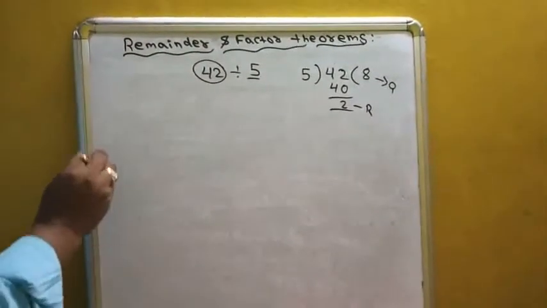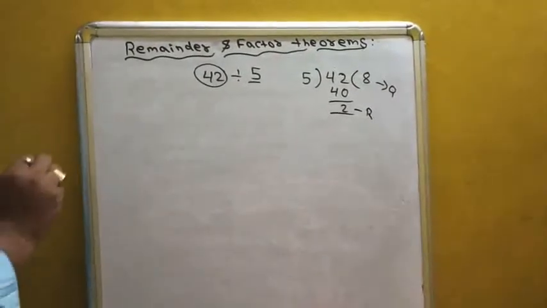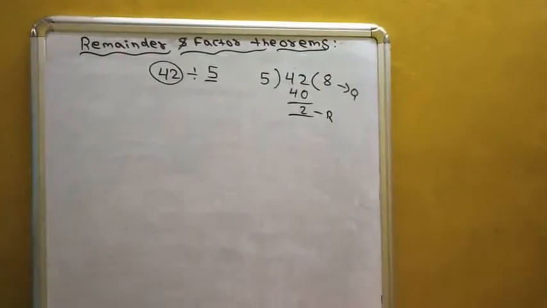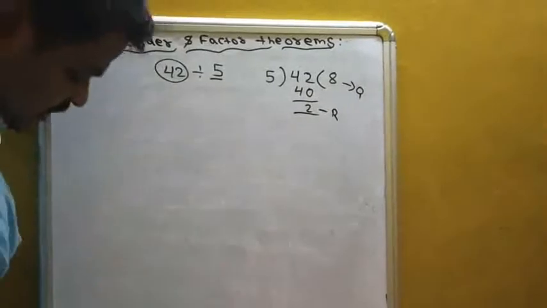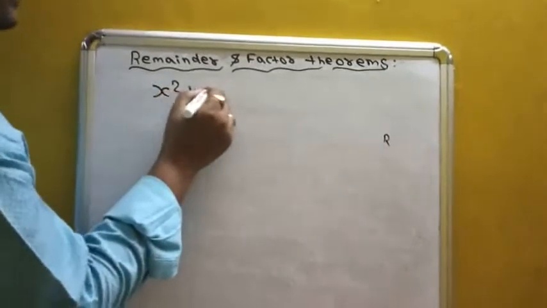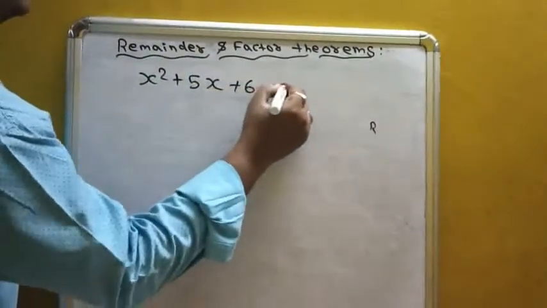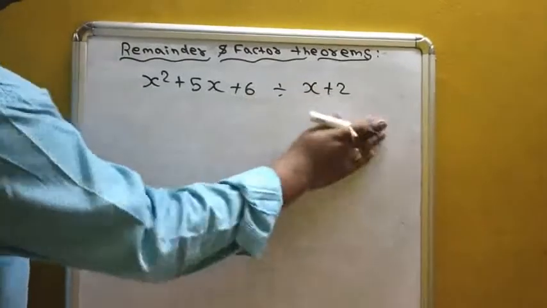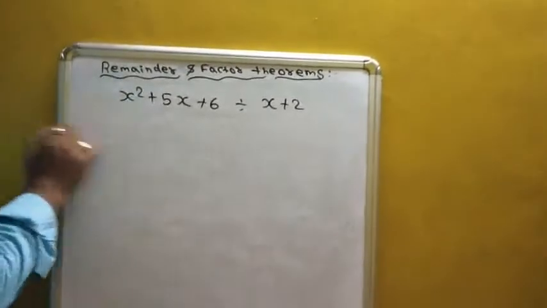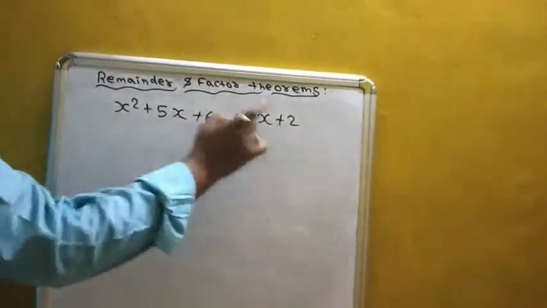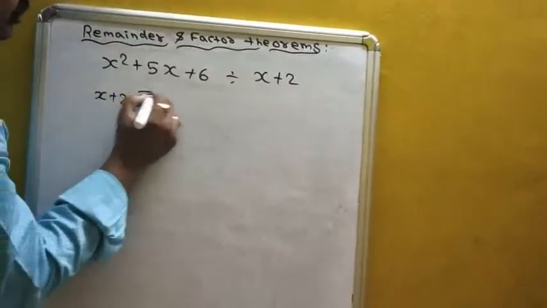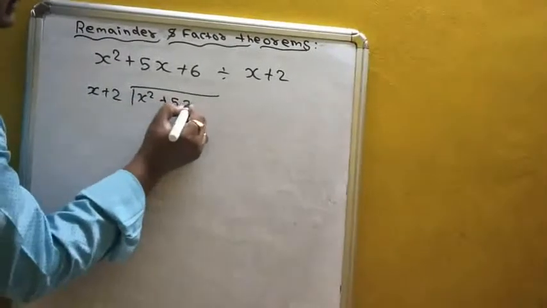If he gives you a quadratic equation or a cubic polynomial, how can you divide the polynomial? First, if I write here x square plus 5x plus 6 divided by x plus 2, naturally what do you have to do about the polynomial? How can you divide the polynomial? X square plus 5x plus 6 divided by x plus 2 I have given. So first, you have to write x plus 2, x square plus 5x plus 6.